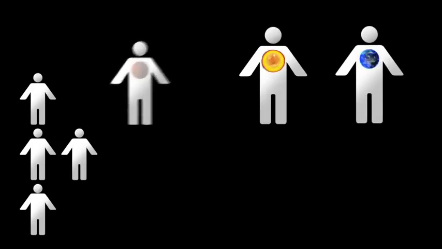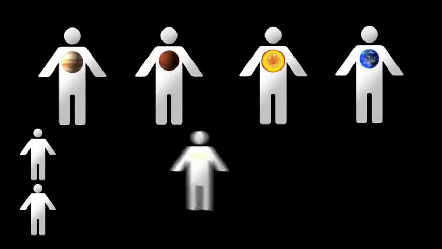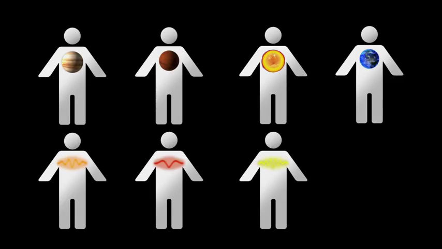This activity uses 7 people, 1 to represent Earth, which is receiving all the information, 3 to represent other objects in the solar system, and 3 to represent rays of light coming from those objects.